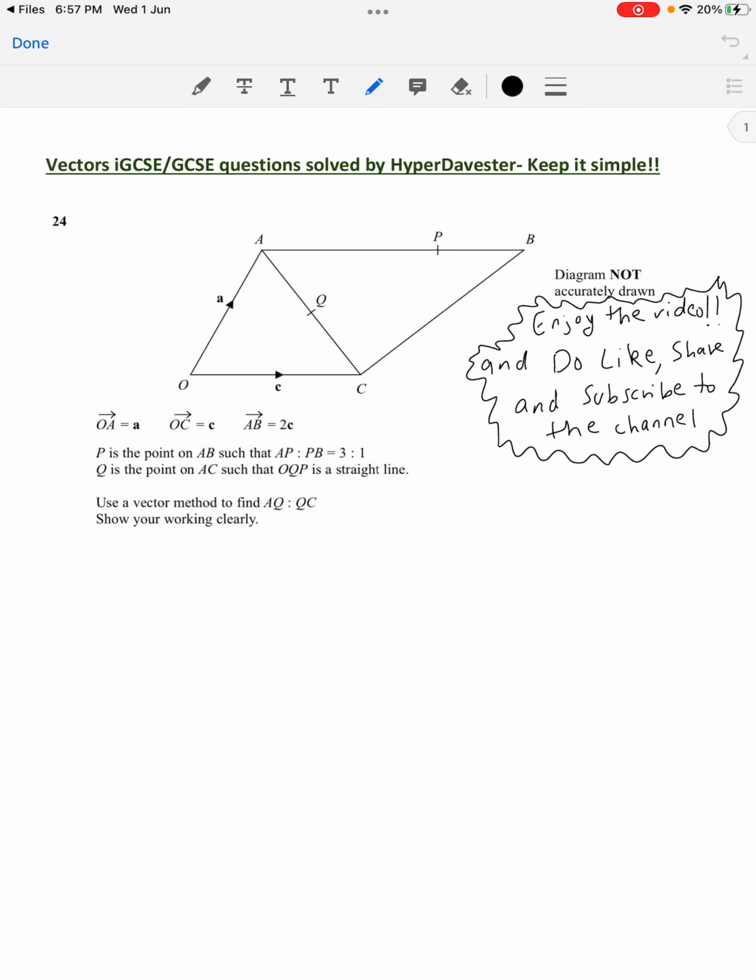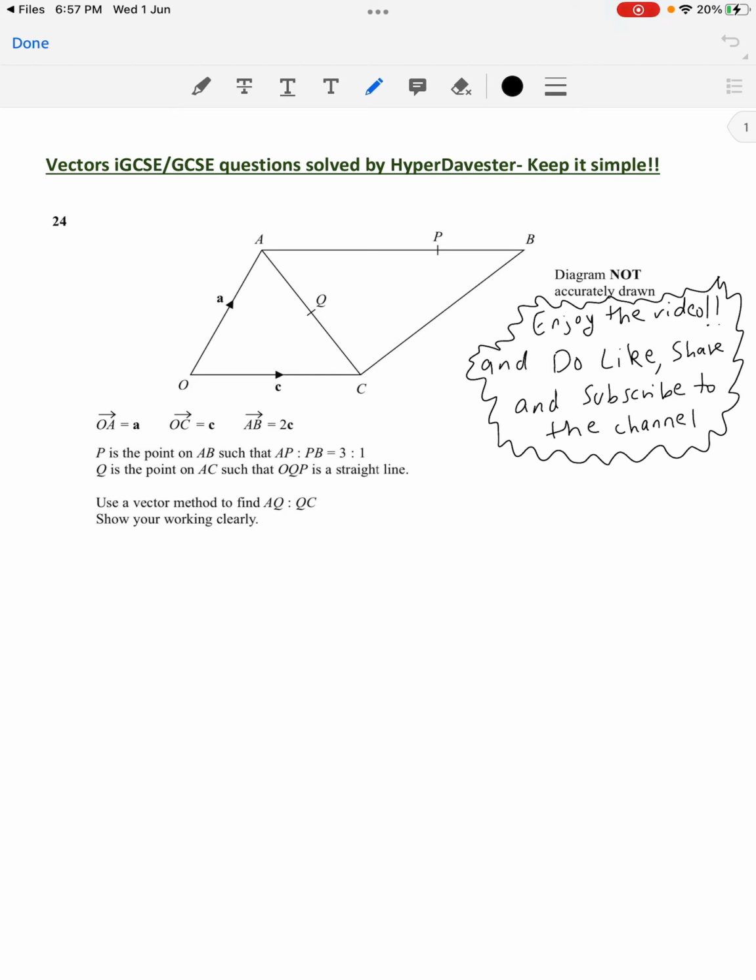Okay, so the first question is: given OA is equal to A, OC is equal to C, AB is equal to 2C. P is the point on AB such that AP to PB is 3:1. Q is the point on AC such that OQP is a straight line. Use a vector method to find AQ to QC.